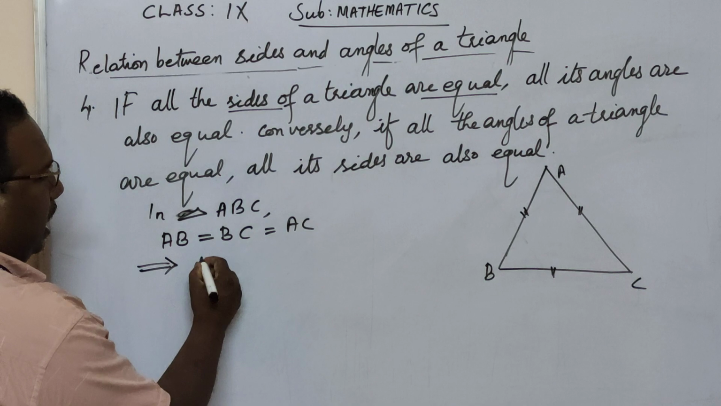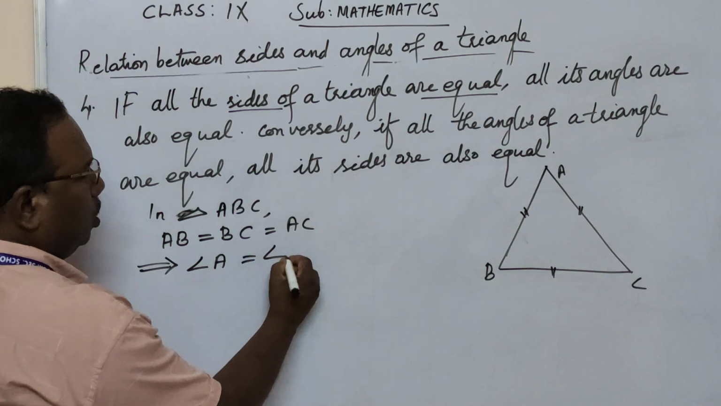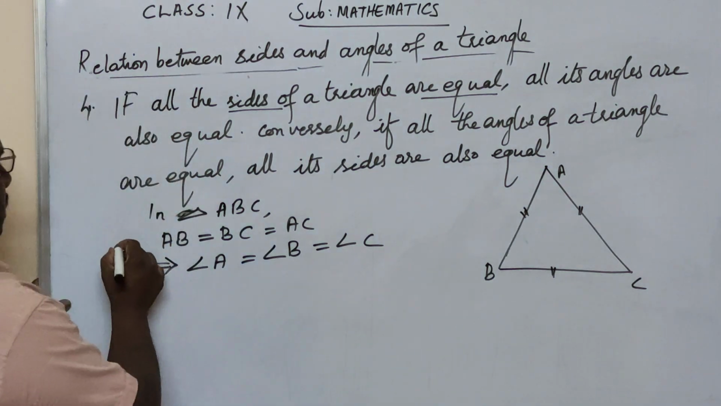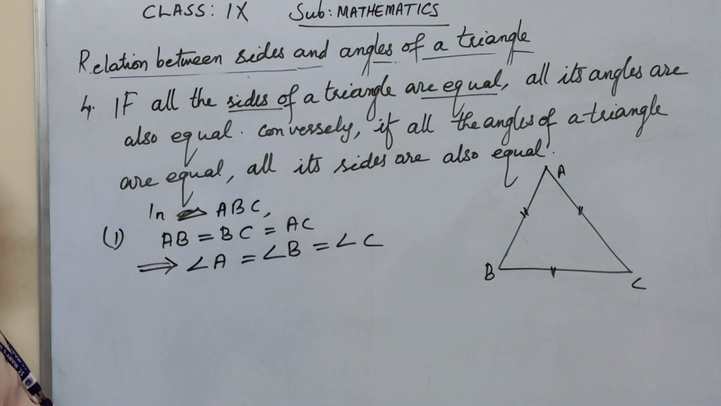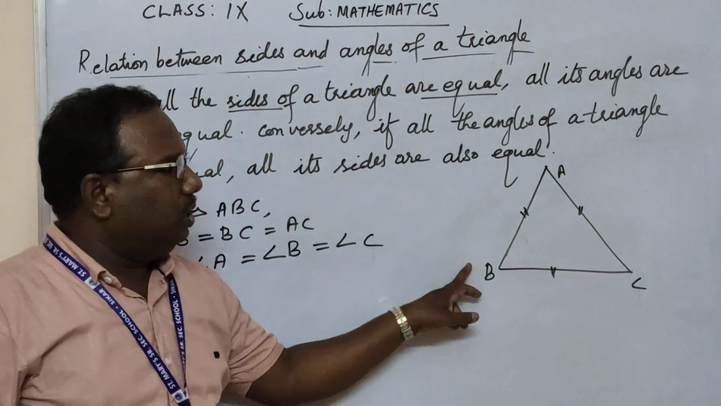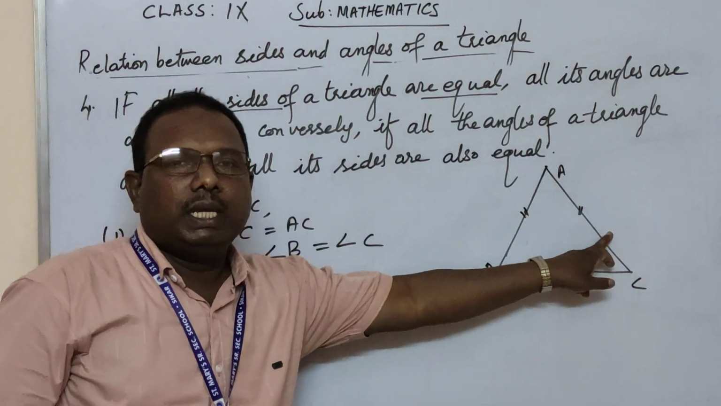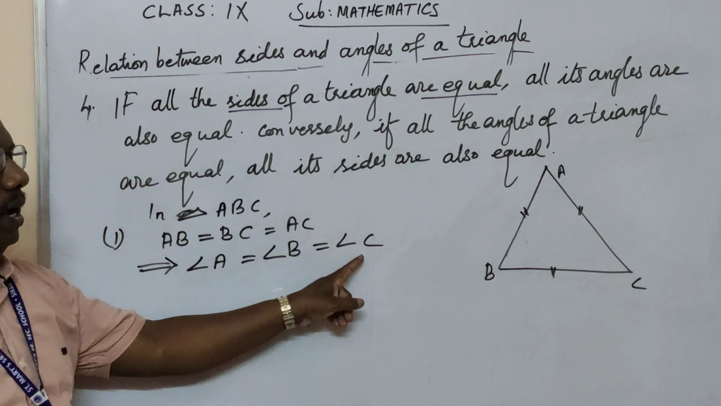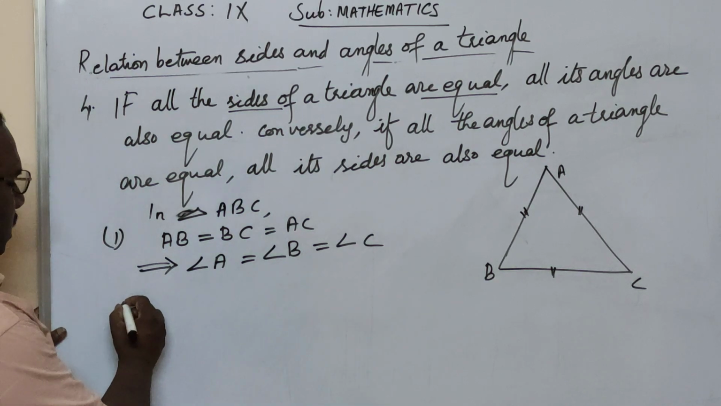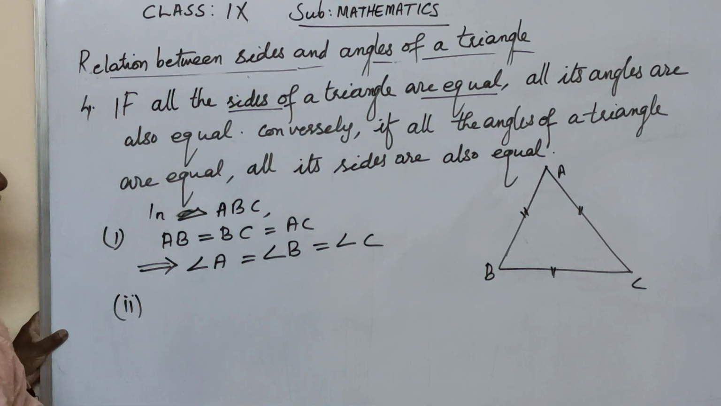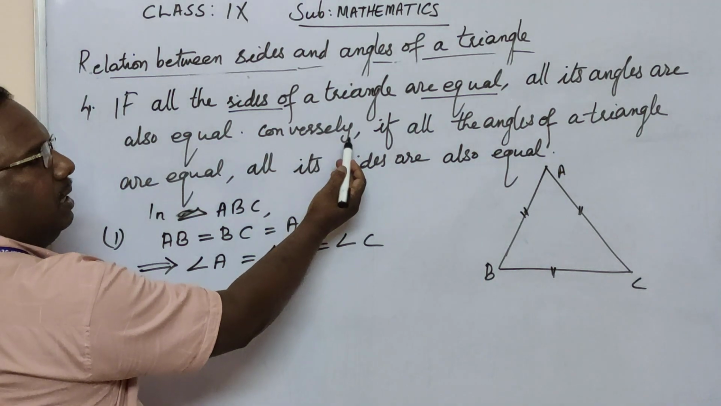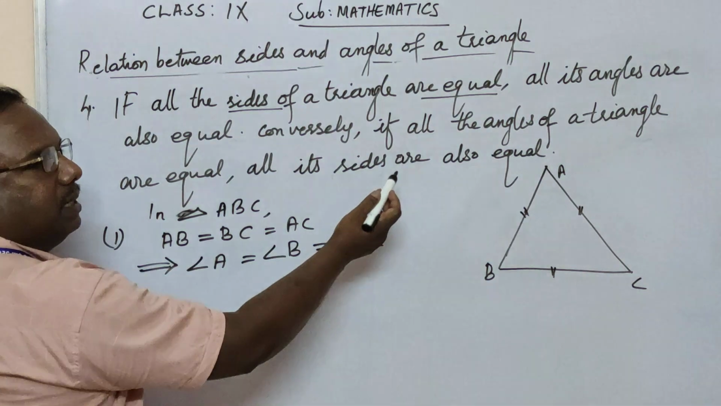Which implies angle A is equal to angle B is equal to angle C. Let us mark this first result: AB is equal to BC equal to AC, which implies angle A equal to angle B equal to angle C. Now come to the second result. Conversely, look at the board. Read the remaining part.